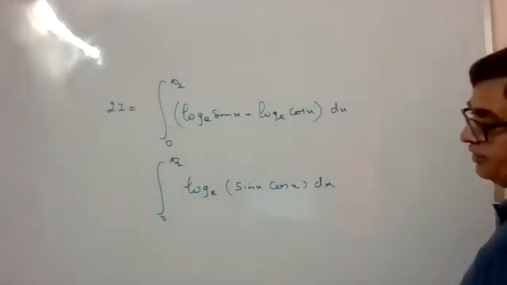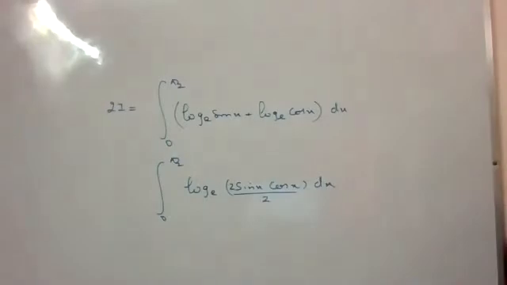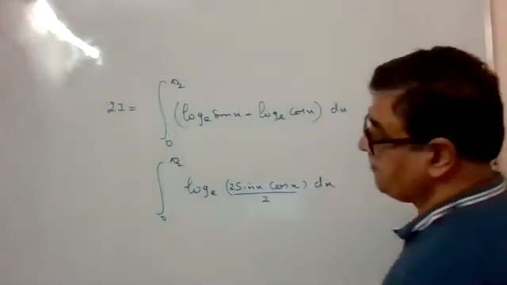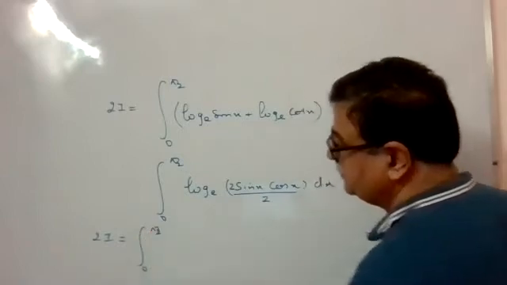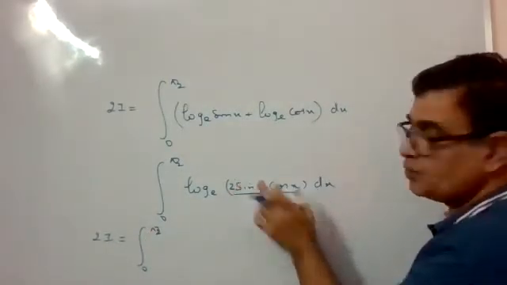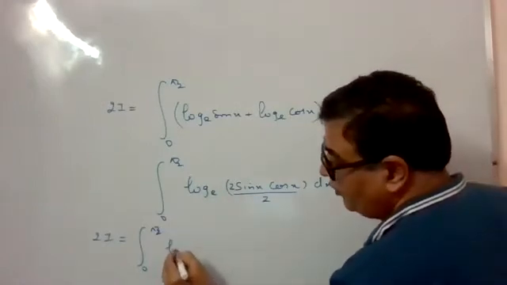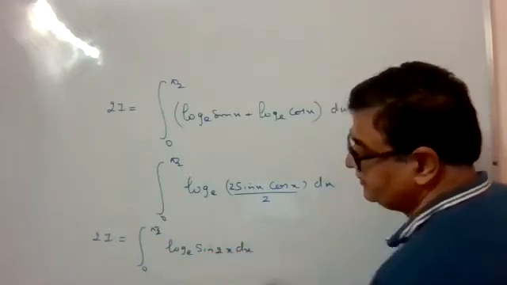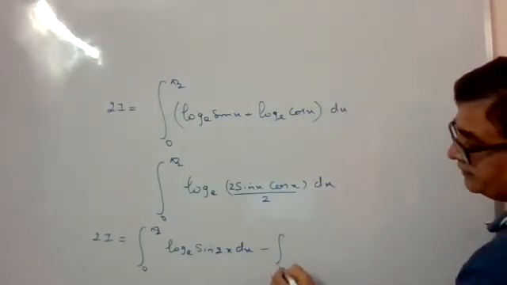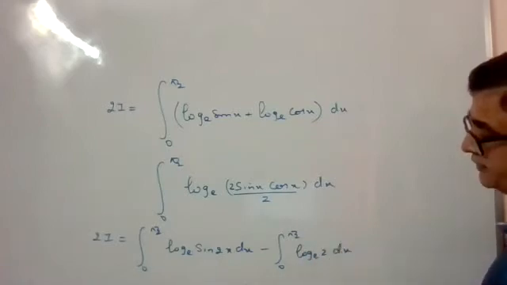After this, I'll multiply it by 2 and divide it by 2. Multiply this number by 2, divide this number by 2. Then I get 2I equal to the integral 0 to pi by 2 of log, this becomes sin 2x, and this is 2. Log a by b is log a minus log b. So I write it as the integral of log of sin 2x dx minus the integral 0 to pi by 2 of log of 2 dx.